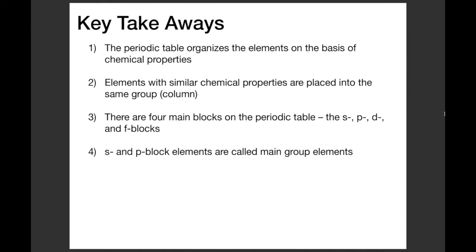To summarize, the periodic table organizes the elements on the basis of chemical properties. Elements with similar chemical properties are placed into the same group. Groups are columns in the periodic table. There are 4 main blocks on the periodic table, the S, P, D, and F blocks, and S and P block elements are called main group elements.